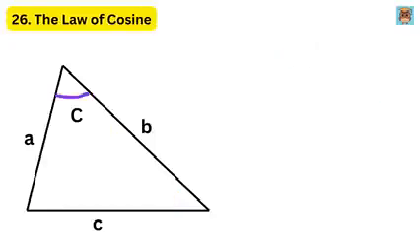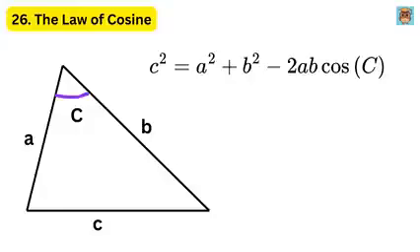26. The law of cosines. It is like a more advanced version of the Pythagorean theorem that works even when the triangle is not a right triangle. It says that c times c equals a times a plus b times b minus 2 times a times b times cosine of C, where C is the angle opposite side c.